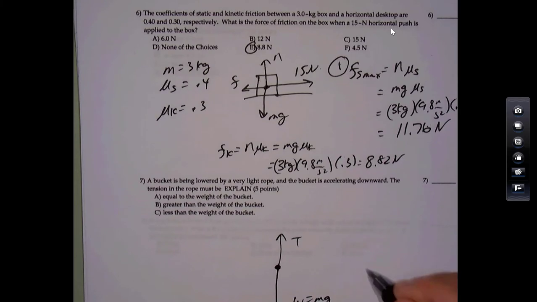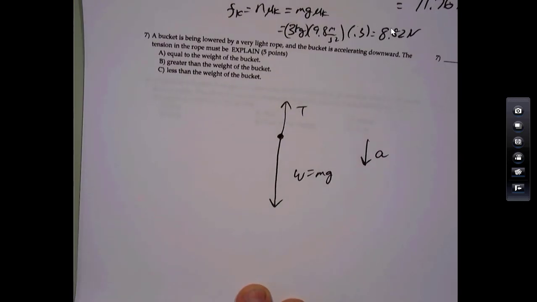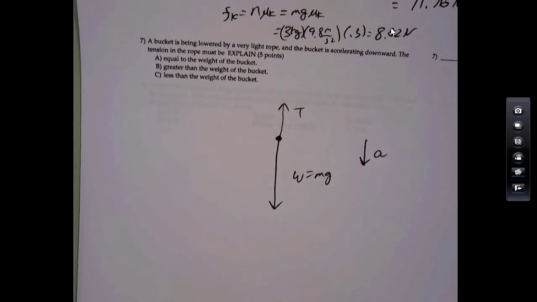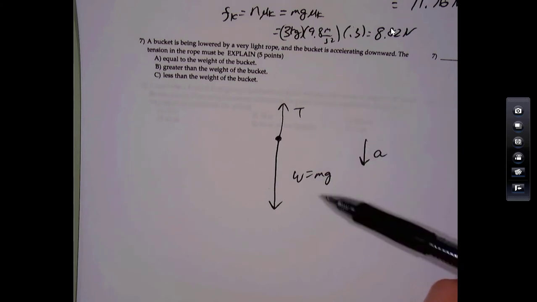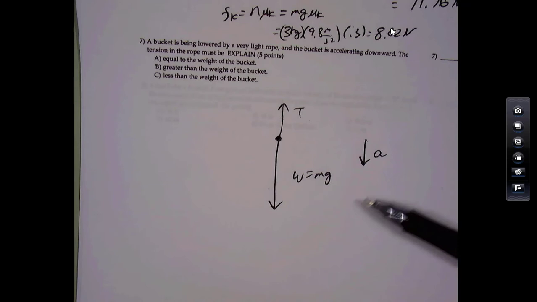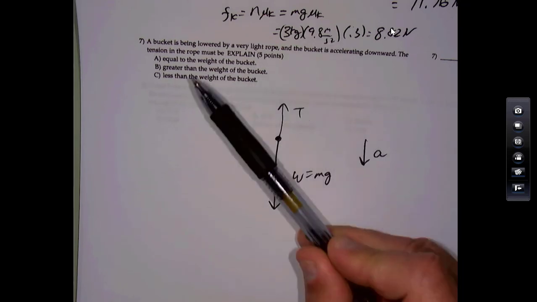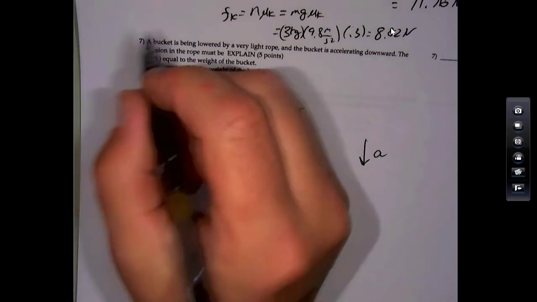Right, the acceleration is down, so the weight force has to be bigger than the tension. It doesn't mean it's in free fall. You're still holding it, it's just accelerating down. So this is a picture of what's going on at some point. The bucket's being lowered, it's accelerating down. For that to be possible, the weight has to be bigger than the tension. So the tension in the rope must be less than the weight.